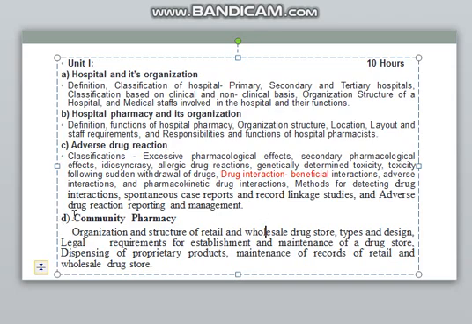Next is the community pharmacy: the organization structure of retail, wholesale, and drugstore. What are the types? What are the designs? What are the legal requirements for the establishment and maintenance of a drugstore? Dispensing of proprietary products, and the maintenance of records for retail or wholesale.